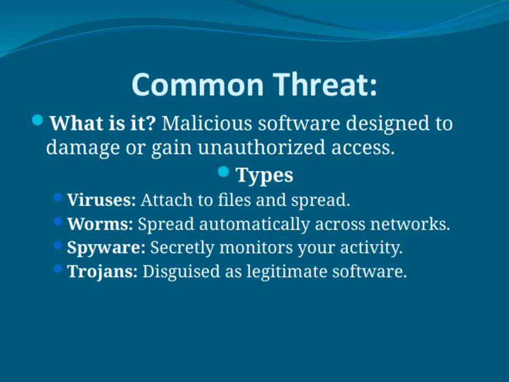So, what exactly is malicious software? Basically, it's software that's designed to cause damage or to gain unauthorized access to your systems. It's a serious threat because it can do a lot of harm without you even realizing it. Now, there are different types of malware, and understanding these can really help us stay protected. First, we have viruses. These are the ones that attach themselves to files and can spread from one system to another, often by opening infected files or emails. Then, there are worms, which are a bit more aggressive. They spread automatically across networks without needing to attach to files, making them particularly dangerous in interconnected environments.